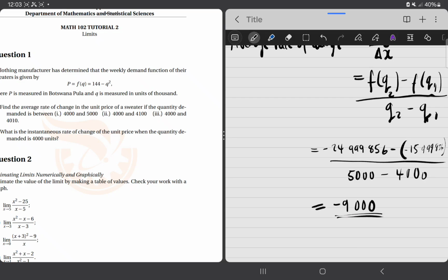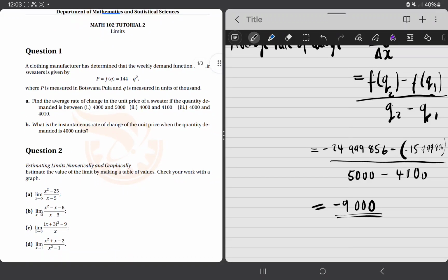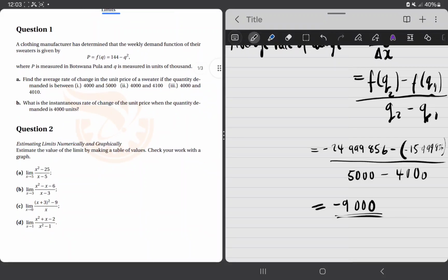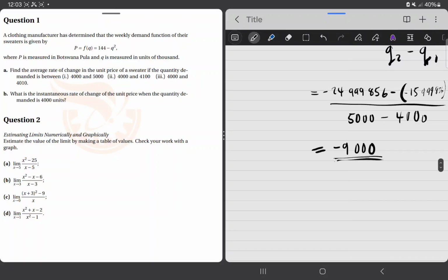So this is the rate of change. On a graph, the gradient will be going down because it's negative. So what is the rate of change in the unit price of a sweater? It is negative 9,000. Negative 9,000 is the average rate of change in the unit price of a sweater if the quantity demanded is between 4,000 and 5,000. It's reducing by 9,000.